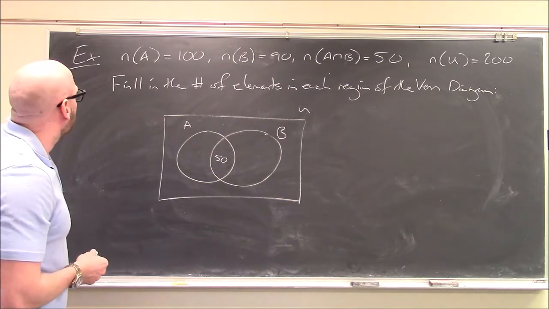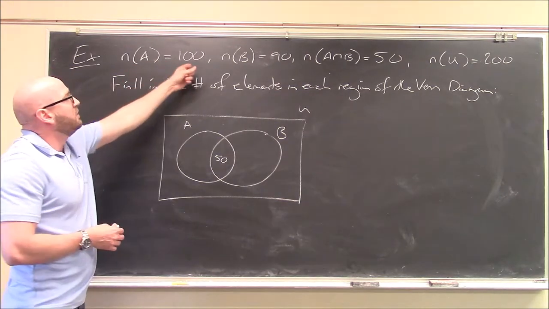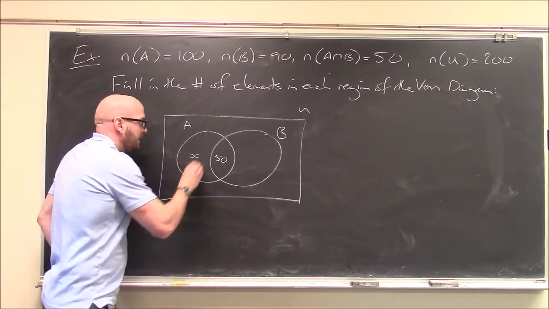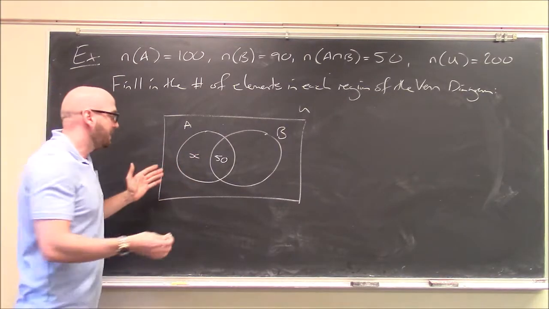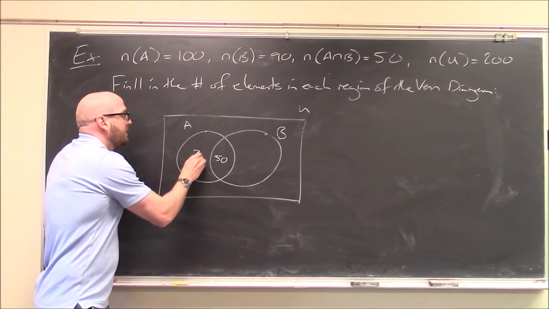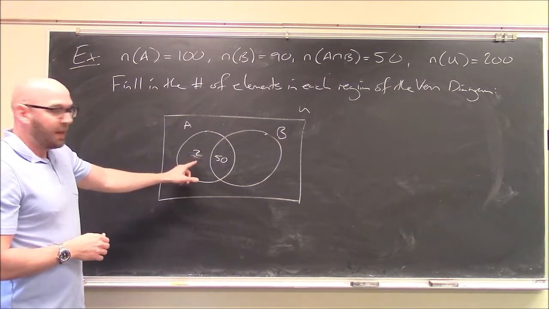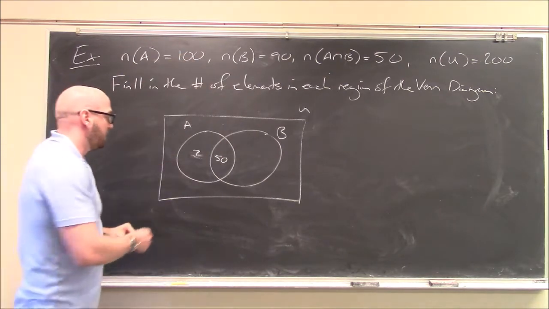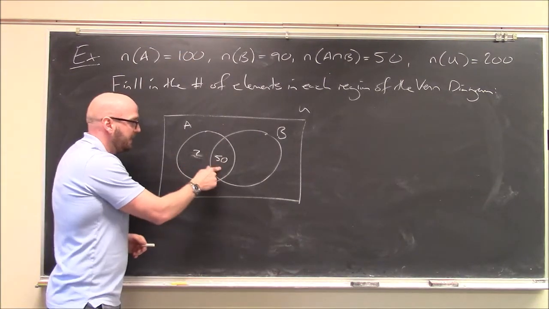Now what else can I do? Well, the number of elements in set A is 100. So here I have X, some unknown number of elements, maybe I'll just put a question mark. Some unknown number of elements, but I know that in total in set A there's 100 elements. So something plus 50 has to give me 100.